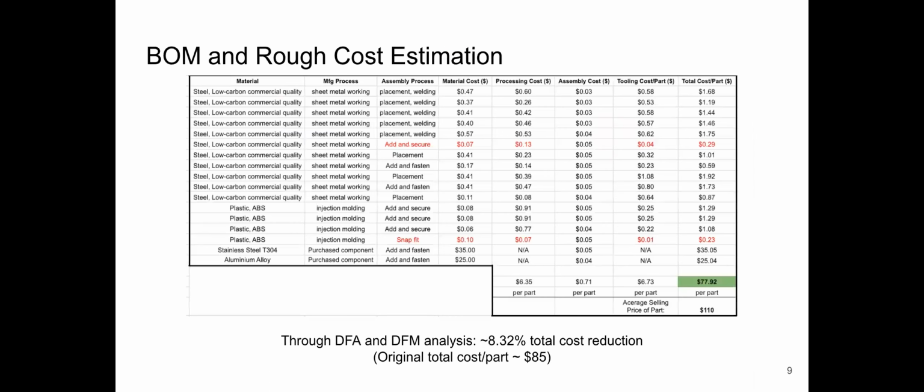Next slide. Looking at our bill of materials and rough cost estimation, any changes to the assembly process or any pricings are seen in red. The new total cost per part after all changes is $77.92. Through DFA and DFM, which will be discussed later, we had a total of about 8.32% total cost reduction.